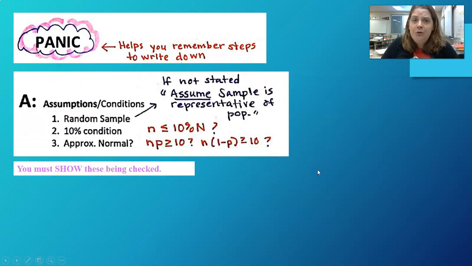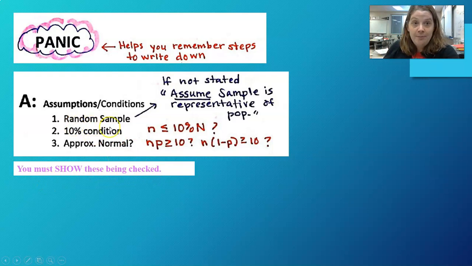The next thing you're going to do is check the assumptions and conditions. So these are the conditions for inference. And if they're not explicitly stated, then you're going to have to make some assumptions before you're allowed to move on. So the three things you need to check are, is it a random sample? Have I satisfied the 10% condition? And is it an approximately normal sampling distribution? All right, so you have to show these being checked too.